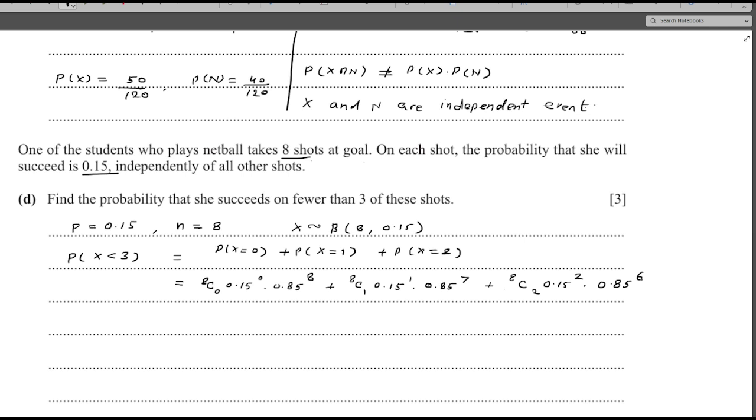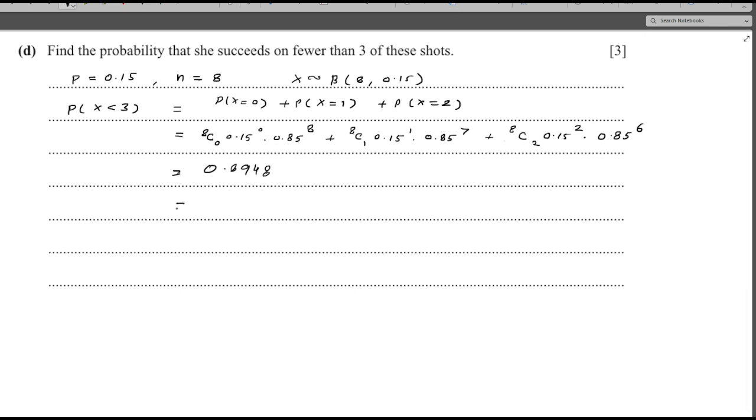8C2 times 0.15 squared times 0.85 power 6. So our result here is 0.8948. In 3 significant figures I will say that this is equal to 0.895.